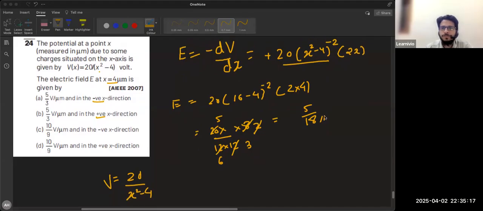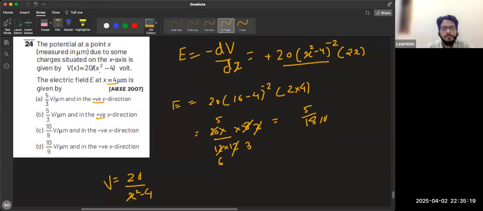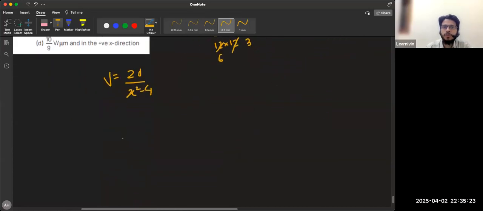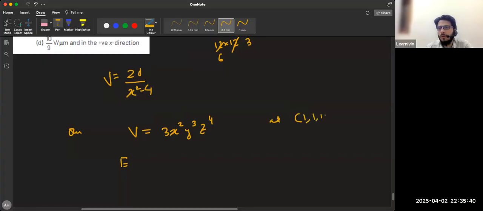Is it clear? Yes, sir. Okay. In the same question, there's one more possibility. Instead of one single function, you can get 3x square y cube z to the power 4. Now you will use partial derivative, and you are supposed to calculate field at 1, 1, 1.